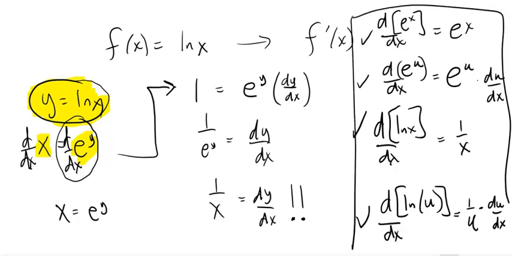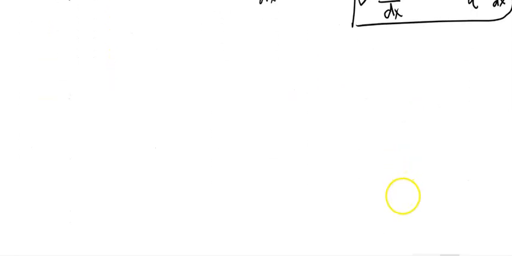4 new rules. Okay, let's continue that list. The antiderivative of e to the x is e to the x.